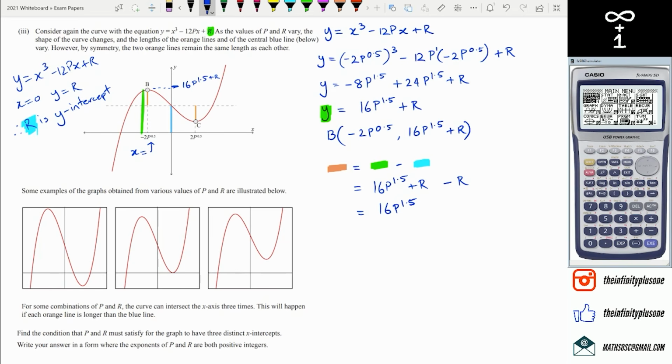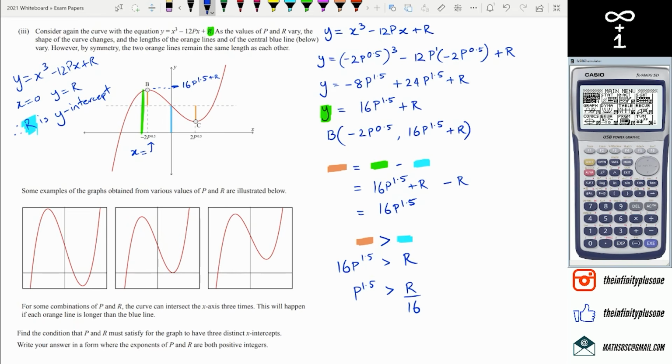So now we want to know for what situation is the orange line bigger than the blue line. All right, so we're going to write this up. We want to know when is the orange line bigger than the blue line. Now the blue line, we know what it is because that's r. And we also know what the orange line is, which is 16p to the power of 1.5. And this is all greater than. All right, so we can rearrange this now. We're going to get p to the power of 1.5 is greater than r over 16.